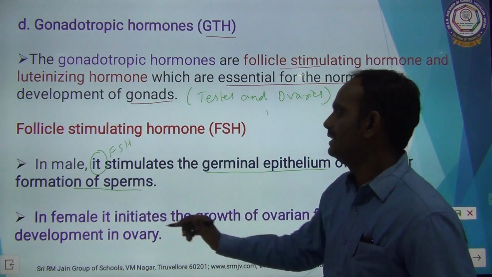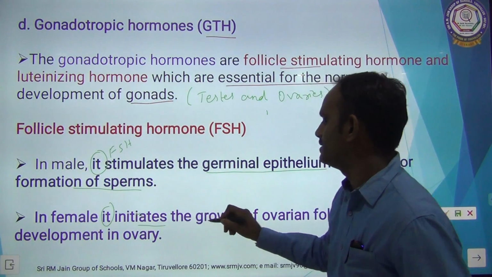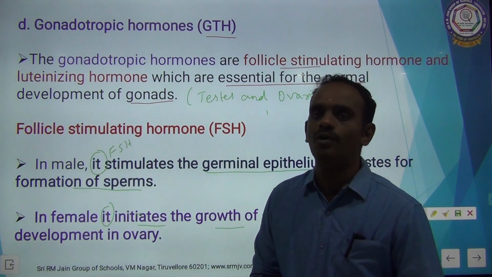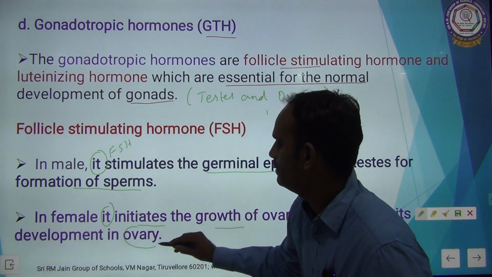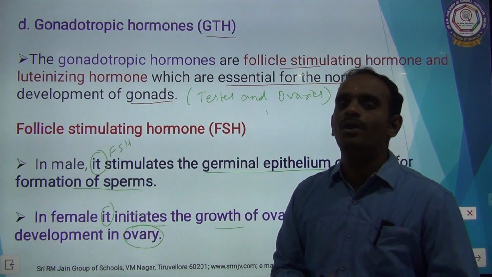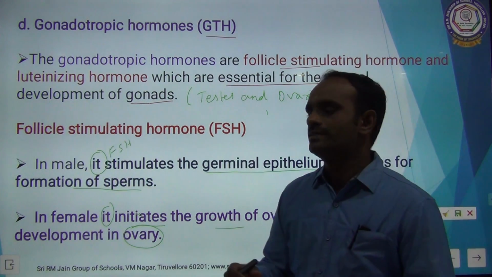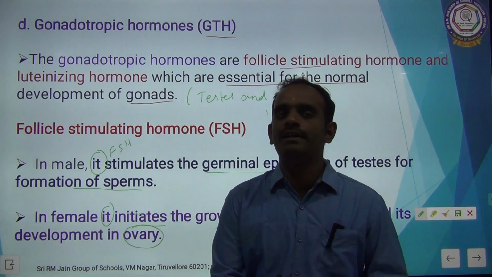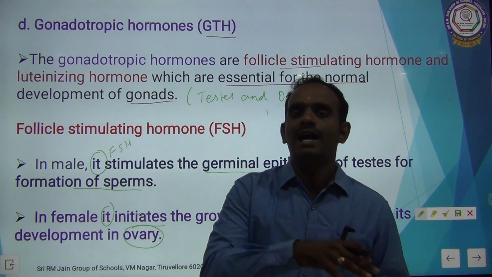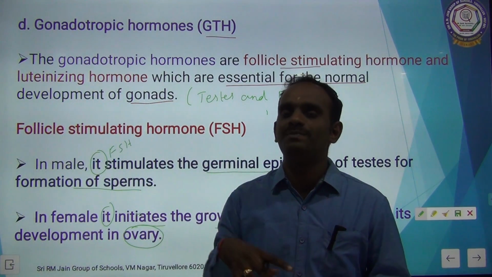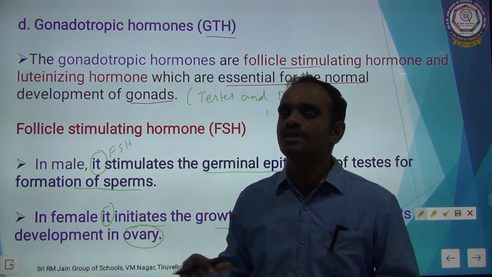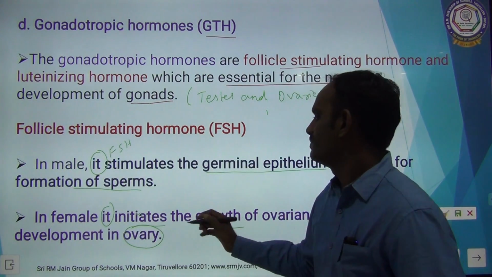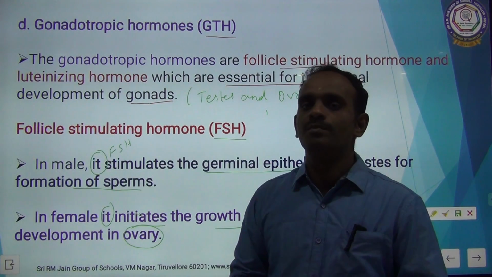In female, FSH initiates the growth of ovarian follicles and the development of the ovary. You know very well, the ovary is the primary female reproductive organ. In the ovary, during the ovarian cycle, the primary follicle is converted into a secondary follicle, which changes into a tertiary follicle, and then the formation of Graafian follicles takes place, then rupturing of Graafian follicles. All these activities are mainly by the action of follicle stimulating hormone.